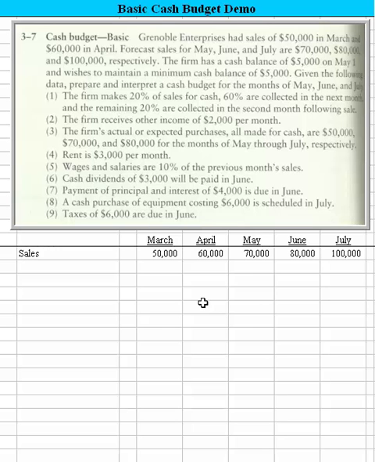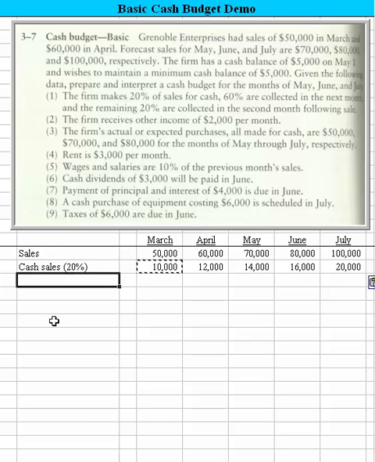So what we're asked to do is prepare and interpret a cash budget for the months of May, June, and July. Okay, let's look at point 1. The firm makes 20% of its sales for cash. So let's work on that part first. So cash sales are 20%, right? So what that means is in any one month we can take the cell above times 20% to come up with cash sales. And I'll just copy those over.